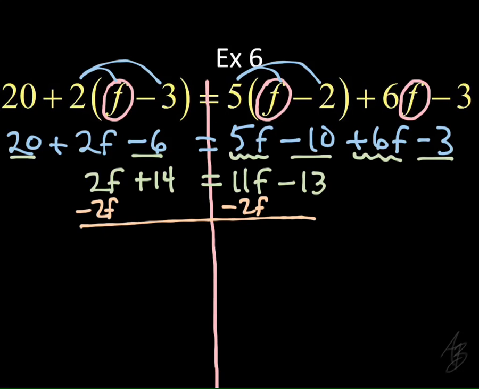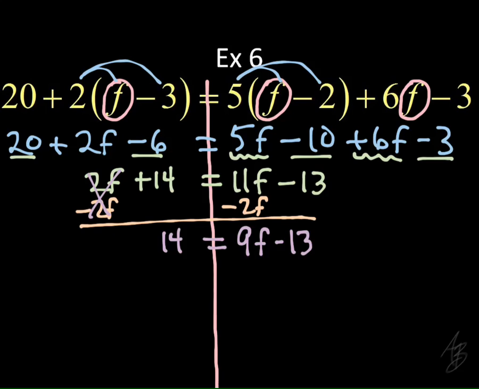And on the left side, the 2f's are going to cancel, and what's left? The 14. On the right side, what is 11f minus 2f? 9f. So we get 14 equals 9f minus 13. And then we solve as usual.